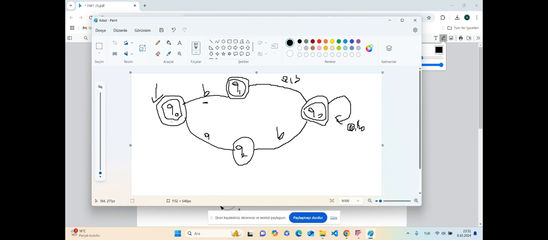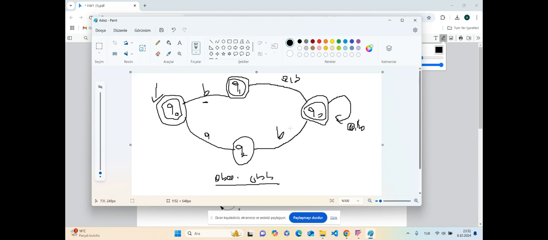If we start with AB, we can write ABA or ABB. Okay, this is my state diagram.